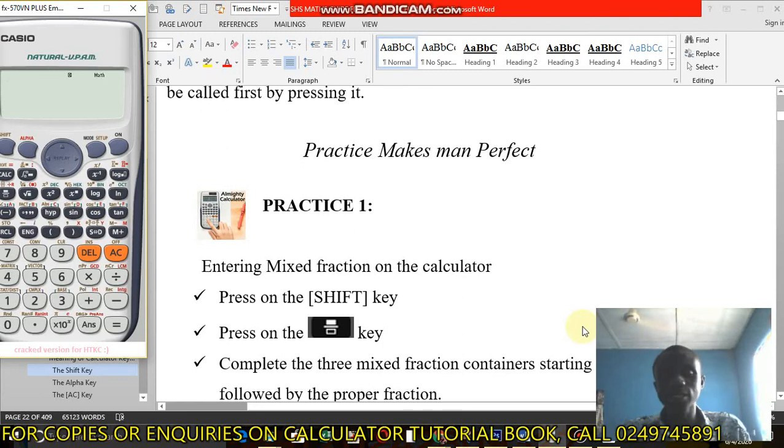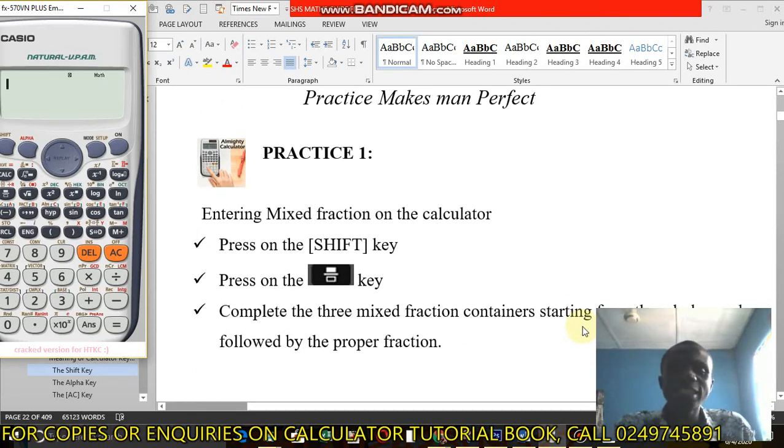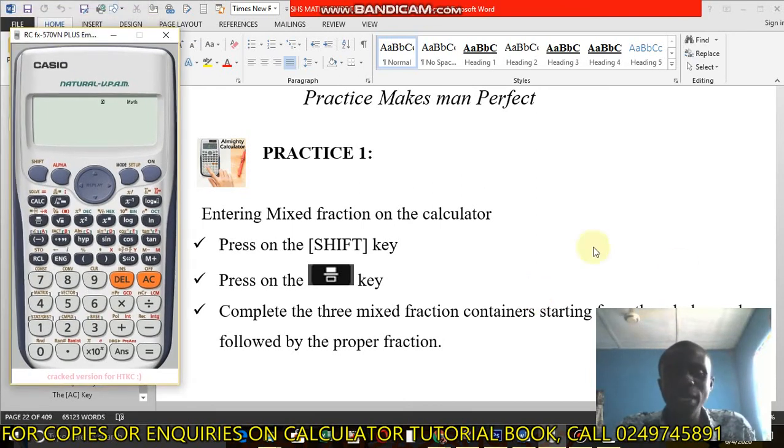So, let's look at our practice 1. We want to enter a mixed fraction on the calculator. One very sad issue about the use of the calculator that calls for the failure of most SHS students is entering the wrong data on the calculator. Mixed fractions are one of the common numerical representations WAEC uses in their questions. Most of the questions you get have numerical values in mixed fractions.